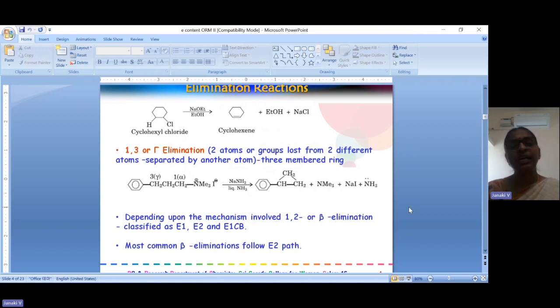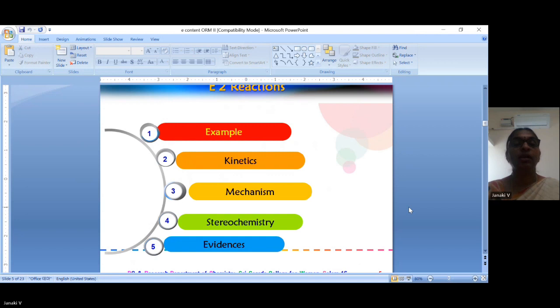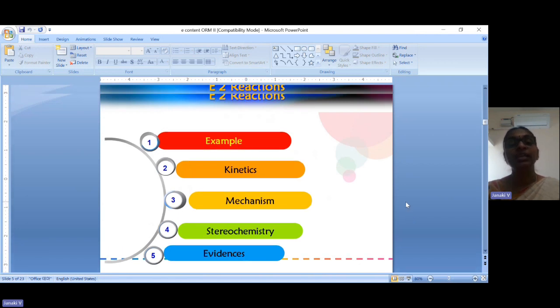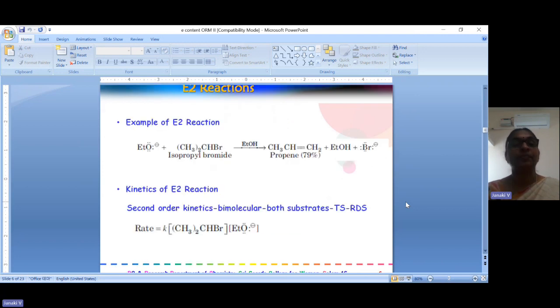Depending upon the mechanism involved, the 1,2 or beta elimination is classified as E1, E2 and E1CB. Most commonly, this beta elimination follows an E2 pathway. So let us see what is meant by E2 reactions, with examples, kinetics, mechanism, stereochemistry and evidences in favor of E2 reactions.